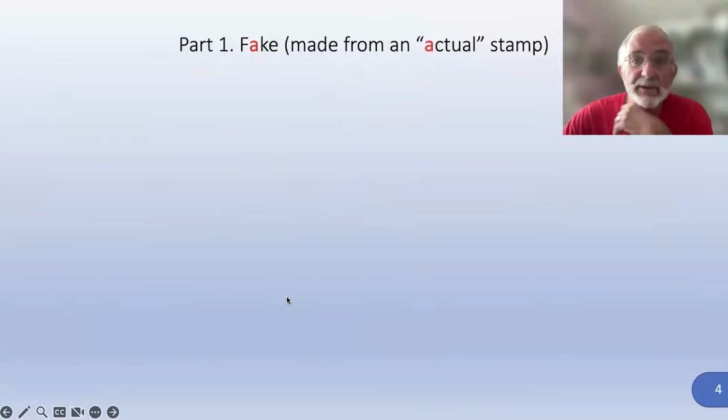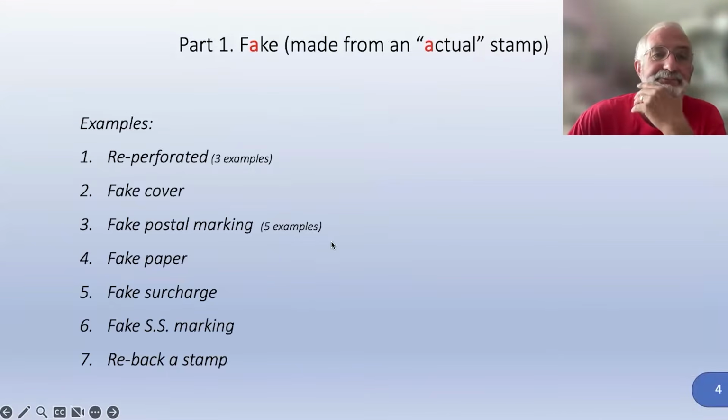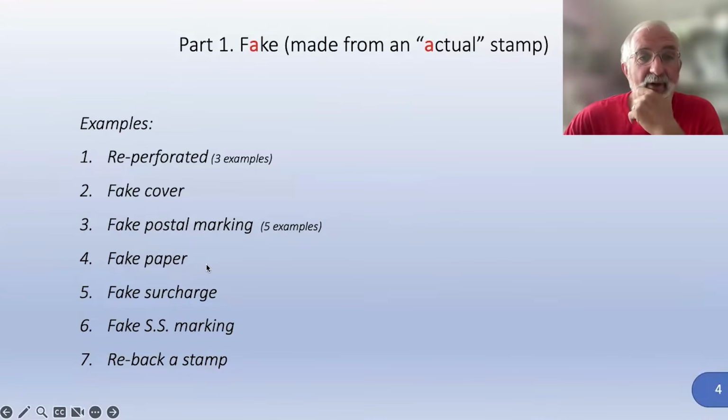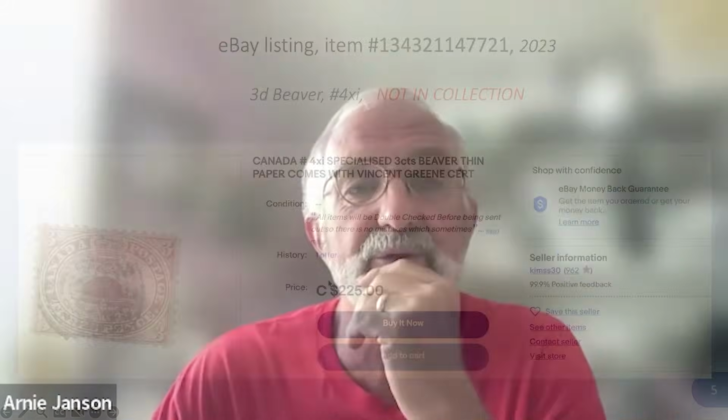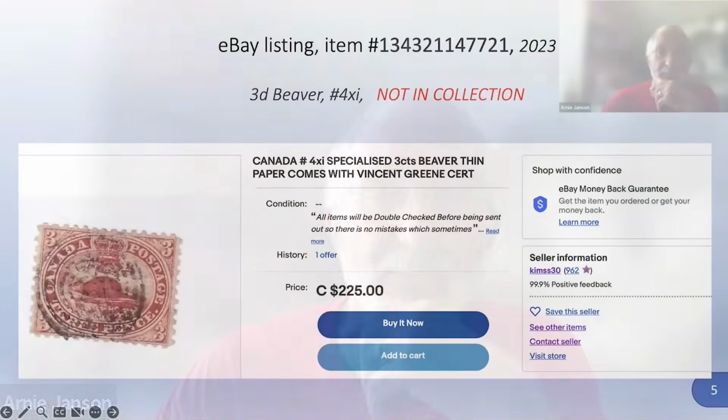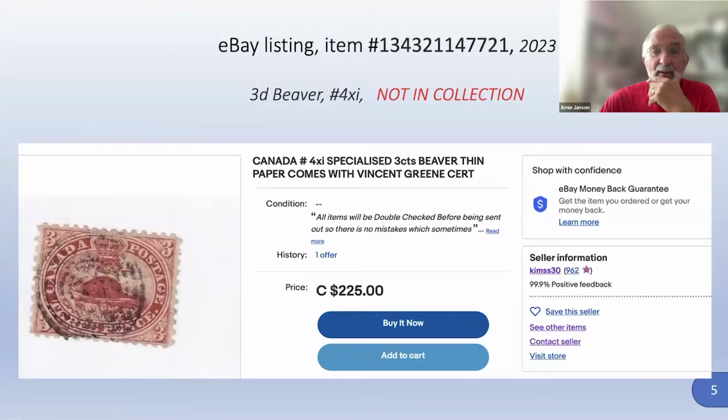So now if we look at the fake ones made from an actual stamp: reperforated, fake covers, markings, paper, surcharge, steamship marking, rebacking a stamp, trimming the perfs, stationery cutouts, fake holes, OHMS holes, those are the perfin holes, fake CDS cancels on them, miscut souvenir sheet, chemical wash to remove color. Those are examples. In the presentation, everything is in my collection except this one. I've included it, but I've made a note. This is a very interesting one.